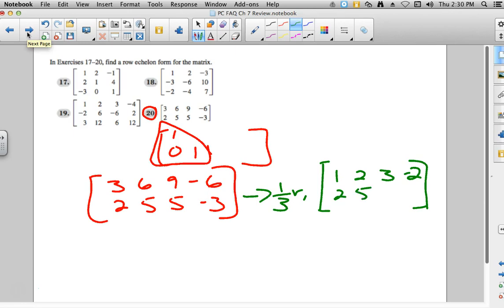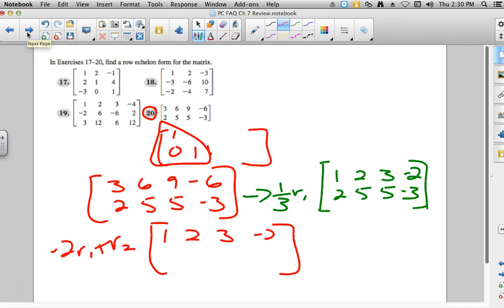And then we have 2, 5, 5, -3. All right, so now if I take -2 times row 1 and add it to row 2, I will get a 0 in the second row, first position. So second row, first column. So we have 1 times -2 plus 2 is 0. 2 times -2 is -4 plus 5 is 1. That just got better. That's exactly what we needed. Let's keep going. -2 times 3 is -6 plus 5 is -1. -2 times -2 is 4. 4 plus -3 is 1.